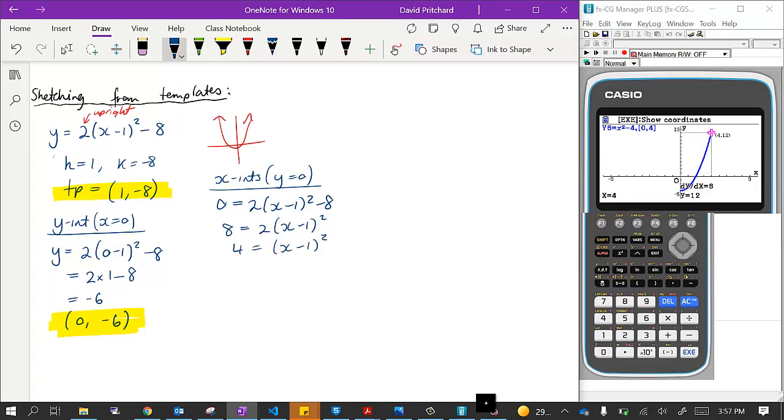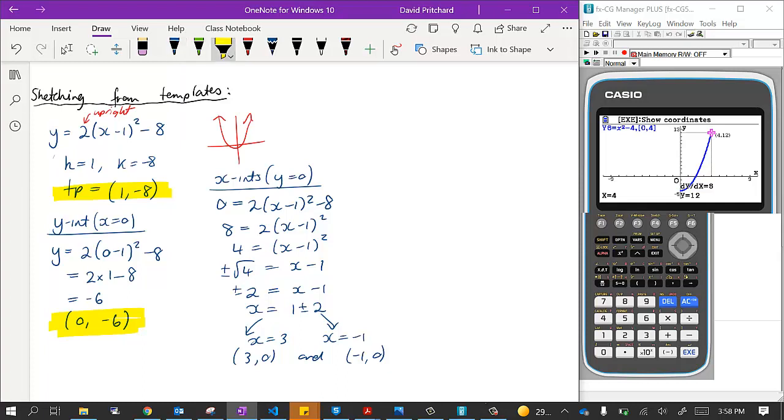To undo the square, we want to square root both sides. So remember, when we square root, we've got plus or minus. So the square root of 4, plus or minus the square root of 4, is equal to x - 1. We've got plus or minus 2 is equal to x - 1. And we end up with x is equal to 1 plus or minus 2. So this gives us two solutions. 1 plus 2, x is equal to 3. And 1 minus 2, x is equal to negative 1. So our x-intercepts are (3, 0) and (-1, 0).